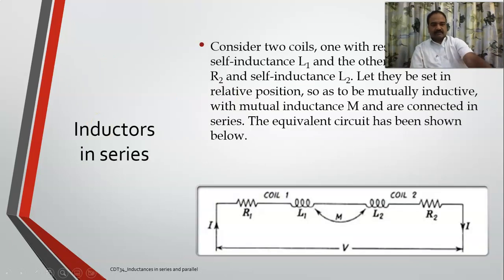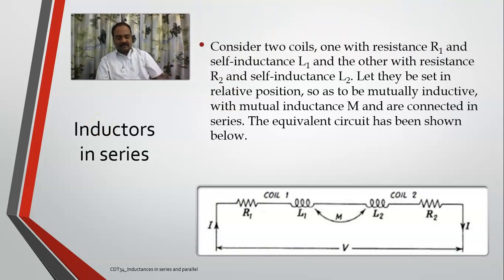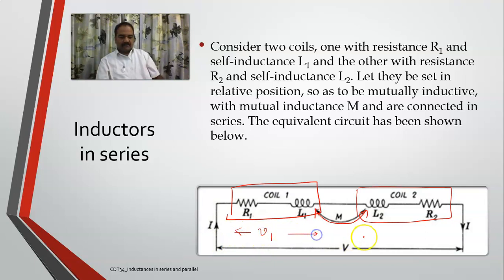So now moving ahead, how to determine the effective inductance when two coils are connected in series. Now see here, there are two coils. This is coil 1, which has a self inductance of L1 and resistance R1, and this is coil number 2, which has an inductance L2 and resistance R2, and there is a mutual inductance between these two. So how do we determine the equivalent inductance? If you carefully see, this is the voltage drop across one coil, and this is the voltage drop across the other. You know that V is equal to V1 plus V2, right?